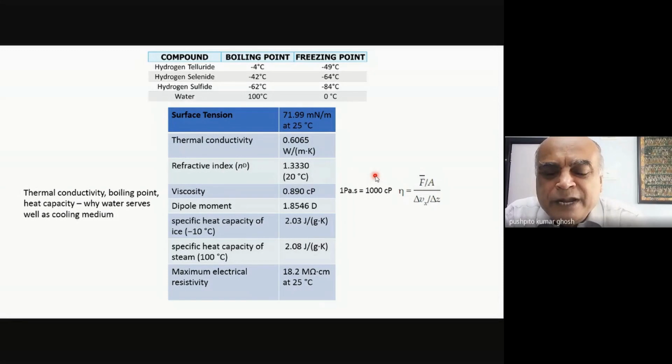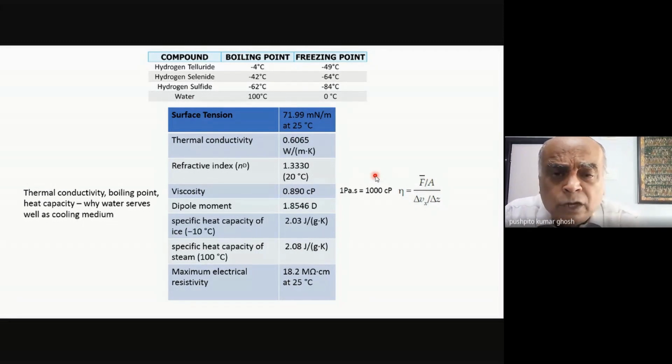It serves as a medium for reactions. You use it as a cooling agent. You name it. You can use it for supply of heat by converting it into steam. And so water has such a phenomenal role to play again in industry.